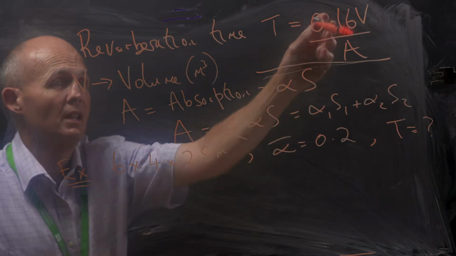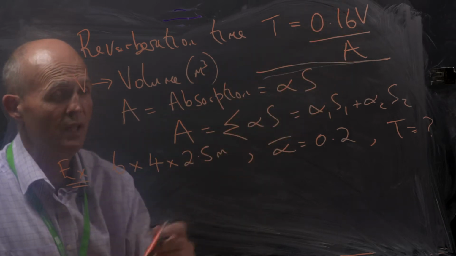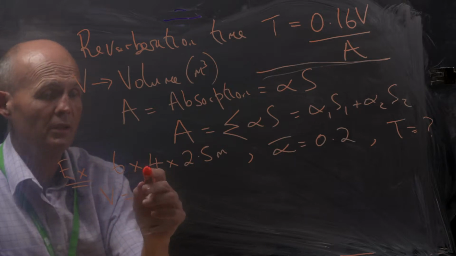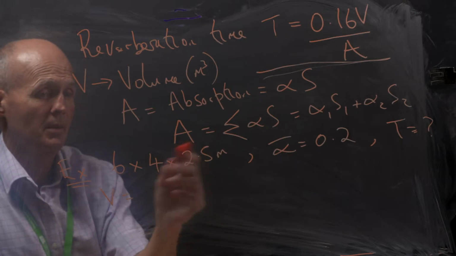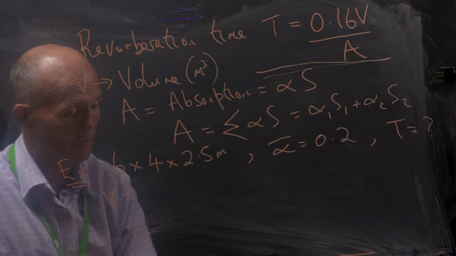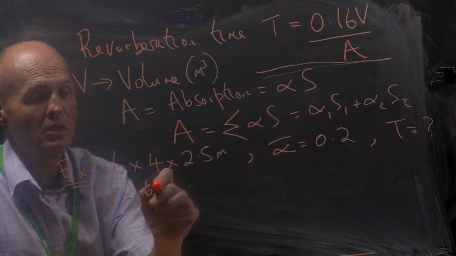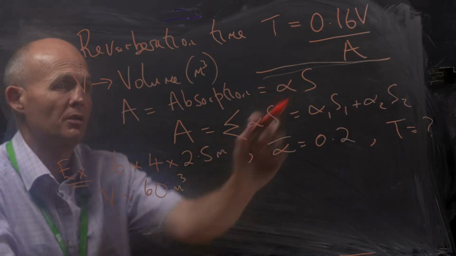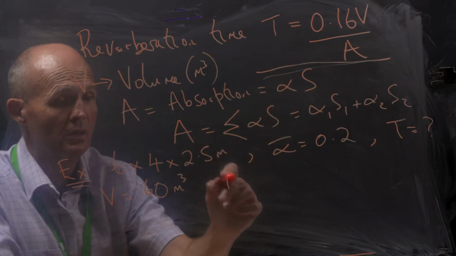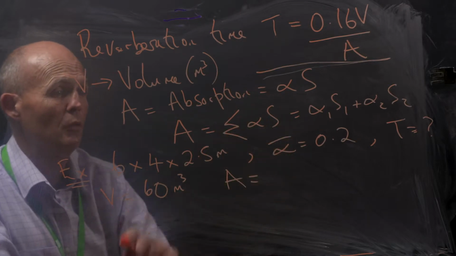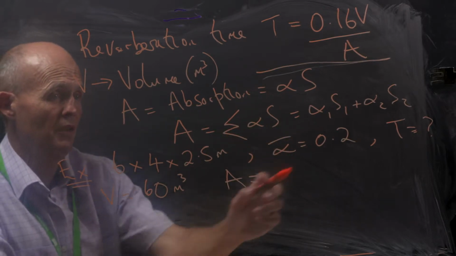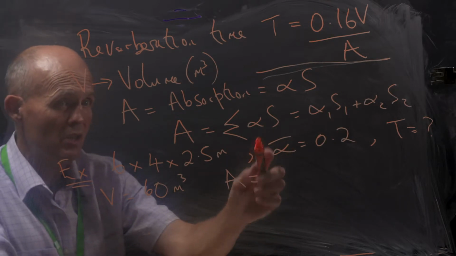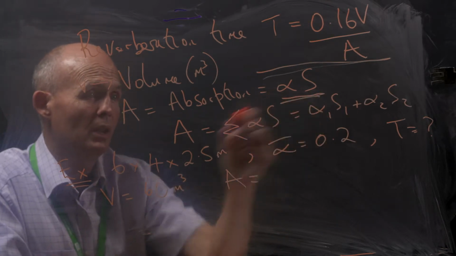What we have is V and we have A. V is easy to find. V is simply the product of length times breadth times height, which we've got up here. If we work all that out, that becomes 60 meters cubed. So that's the easy bit. What about absorption? That's the next quantity we want. In this case, we're only given one absorption coefficient, the average absorption coefficient of the room. In this instance, therefore, we just use this singular formula here.